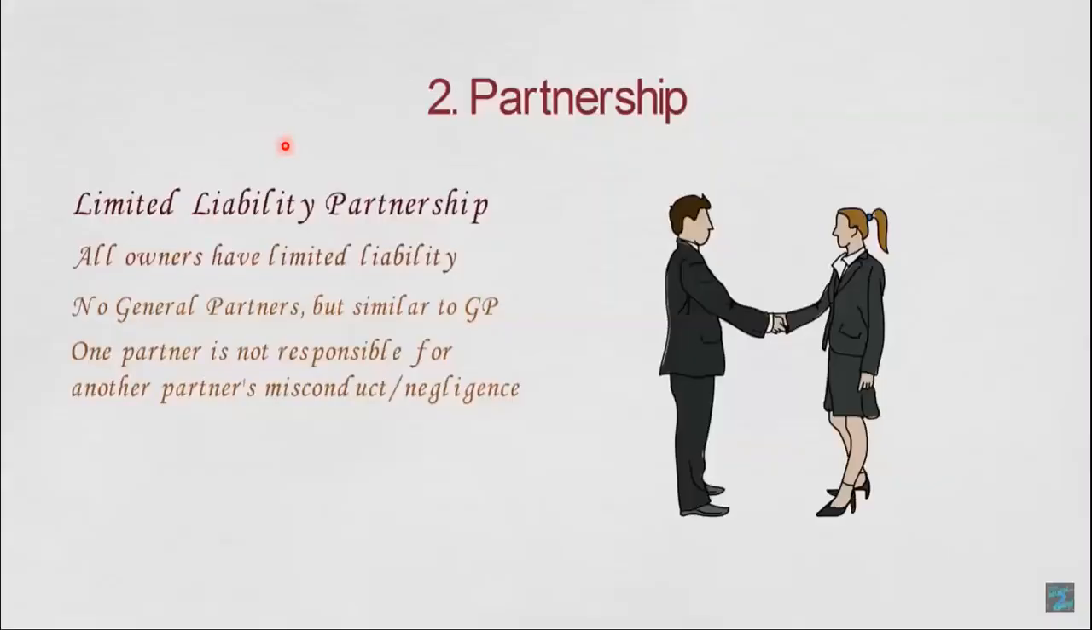Okay, so we have limited liability partnership when all owners have limited liability. No general partners, but similar to general partners. One partner is not responsible for another partner's misconduct or negligence. It means you work together, but you are not responsible for each other. You are responsible for your acts and your part in this business.